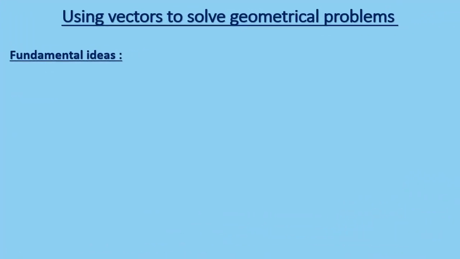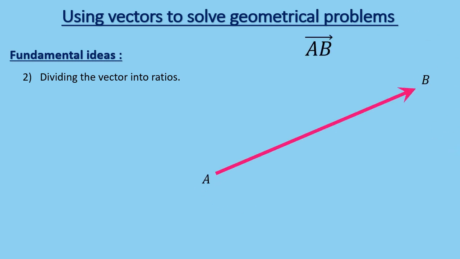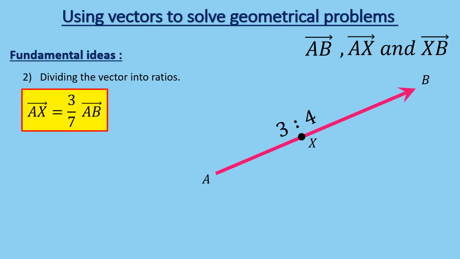The second idea is a simple method for dividing the vector into ratios. Let us use another simple example to demonstrate this idea. Consider the vector AB if point x divides it in the ratio 3:4. As a result, we now have two additional vectors, ax and xb. There is a simple rule for determining the relationship between those two vectors and vector AB, which gives us vector ax equal to the ratio of 3/7 multiplied by the vector ab, and vector xb equal to the ratio of 4/7 multiplied by the vector ab.